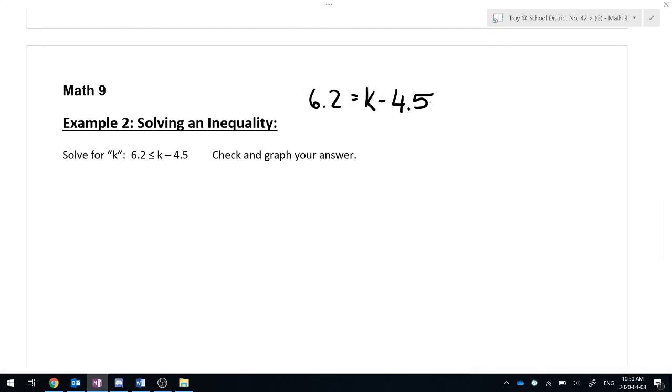Well, we would take a look and see what's stopping the k from being by itself. In this case, the negative 4.5 is attached to the k. That's what's preventing it from being by itself. So if the operation that's there is subtraction, well, we want to use our opposite operation to get it by itself. And of course, the opposite of subtraction is going to be addition. So we can come down here, 6.2 less than or equal to k minus 4.5. So we'll come in here, we'll add our 4.5 to both sides.